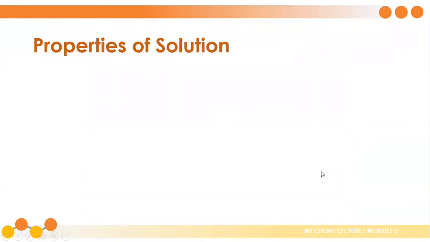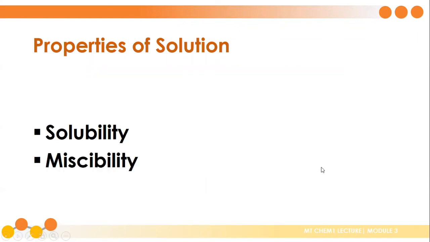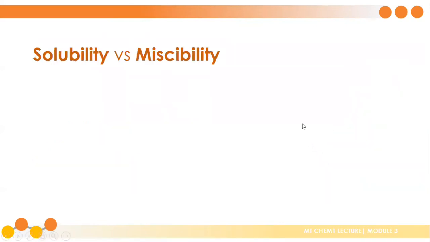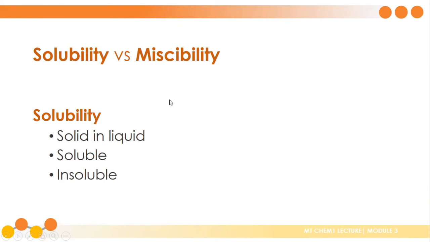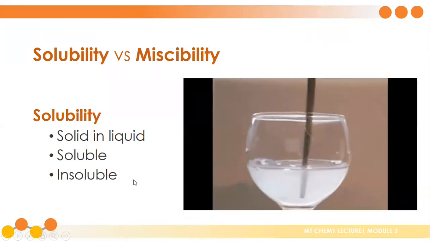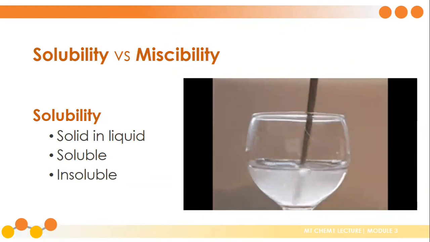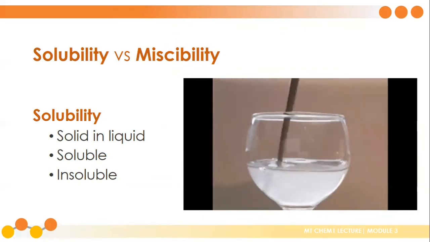Next, let's discuss the properties of a solution. So we have solubility and miscibility. What is the difference between the two? Solubility versus miscibility. First, let's define what solubility is. Solubility is when you combine a solid in a liquid, observing if the solute will dissolve in our solvent.